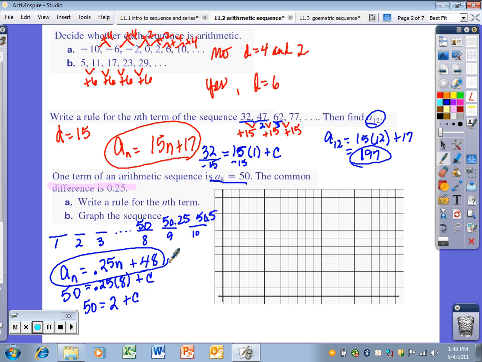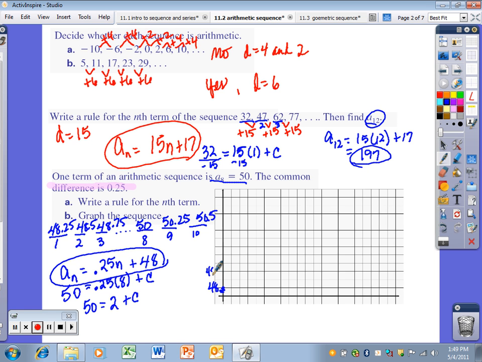Let's see if it works. 0.25 times 9 is 2.25 plus 48, 50.25. It's working. Now let's graph this. I'm going to put a break in my graph, and I'm going to start at the first term. If I put a 1 in there, I get 48.25. Then 48.5, 48.75, etc. So I'm going to start at 48.